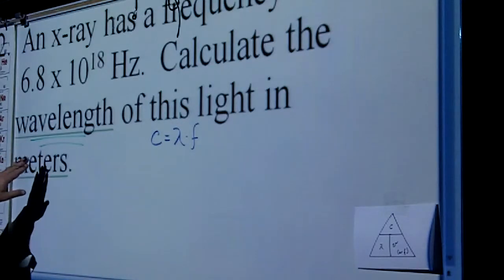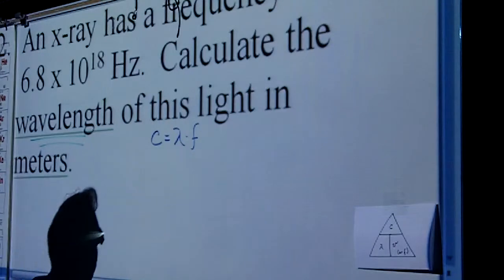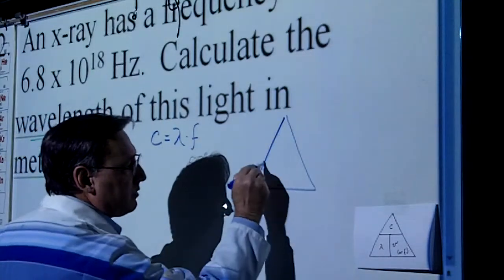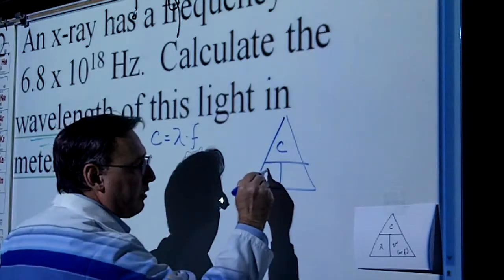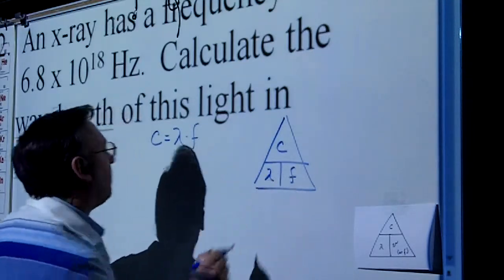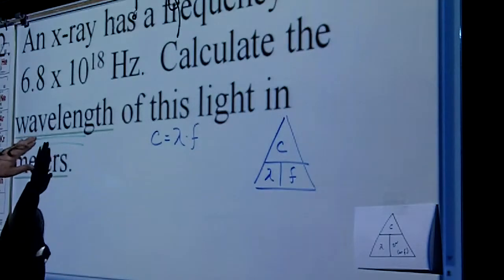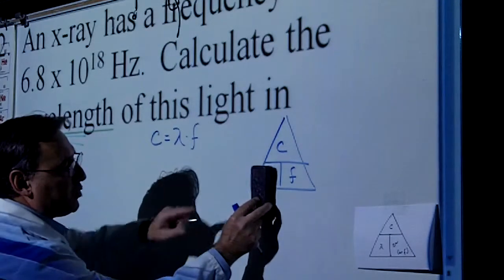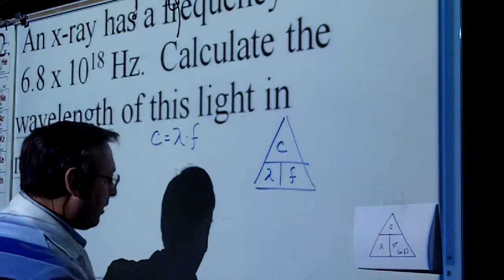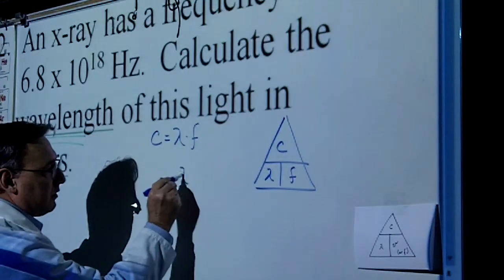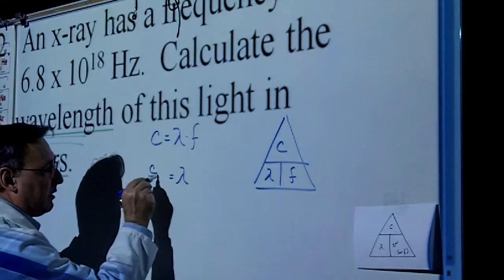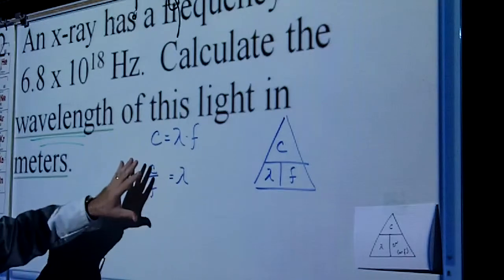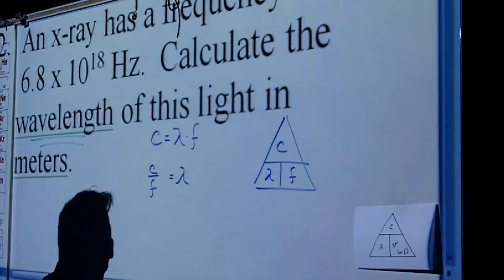Now, in this case, I'm looking for wavelength, right? I'm going to go ahead and use my little help device. I'll put a triangle, put a C here, and a lambda here, and a frequency here. Again, I'm looking for wavelength, and so I'm going to cover up wavelength, and it says wavelength is equal to speed of light divided by frequency. So I say wavelength is equal to speed of light divided by frequency. Remember, if you want to use it, use it. If not, if you're more comfortable just doing algebra, then do algebra.